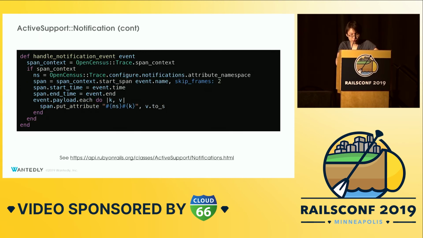Within the handler method we define here, it creates a span from the current span context, which essentially takes a hash from a current thread variable, and sets attributes from the notification event created from Rails, and populates attributes from the payload of the event at the end.